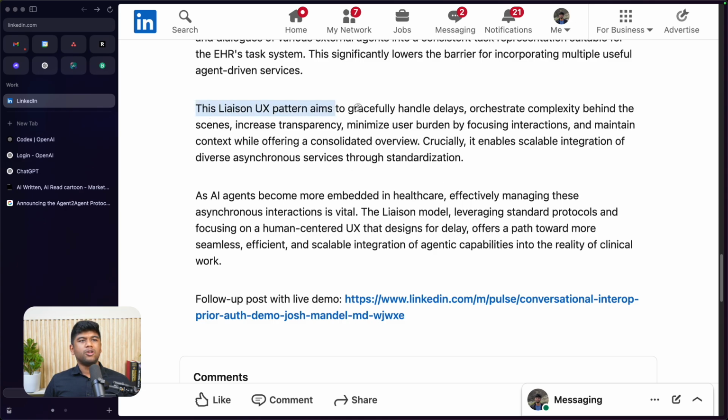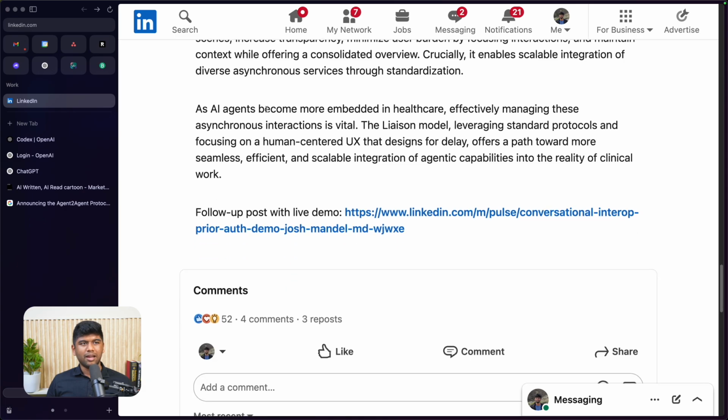So this Liaison UX pattern aims to gracefully handle delays, orchestrate complexity behind the scenes, increase transparency, minimize user burden by focusing interactions, and maintain context while offering a consolidated overview. Crucially, it enables scalable integration of diverse asynchronous services through standardization. As AI agents become more embedded in healthcare, effectively managing these asynchronous interactions is vital. The Liaison model, leveraging standard protocols and focusing on a human-centered UX that designs for delay, offers a path towards more seamless, efficient, and scalable integration.